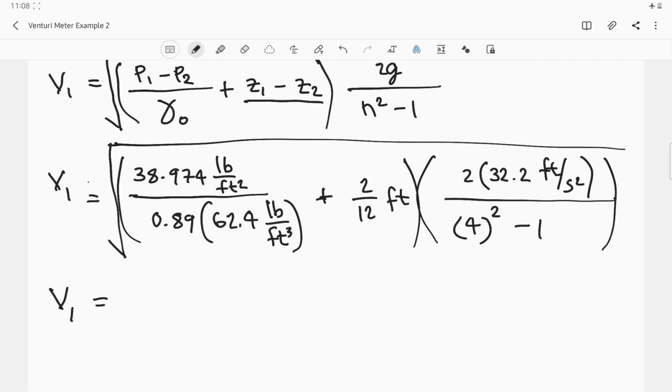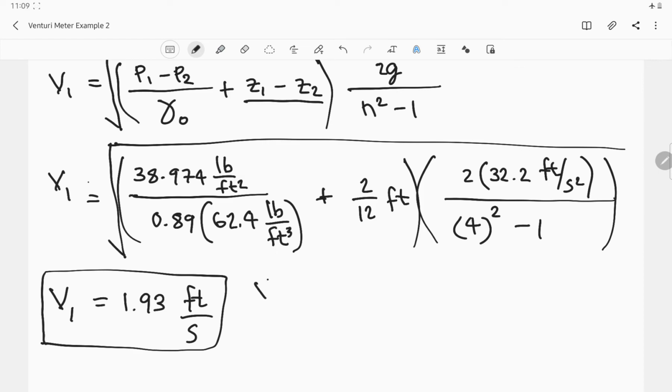Anyway, let me redo it. 38.974 over 0.89 times 62.4 plus 2 divided by 12 times 2 times 32.2 divided by 16 minus 1, and then get the square root. That's 1.93 feet per second.